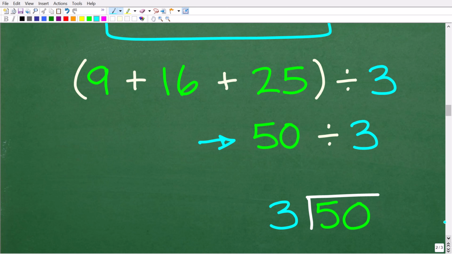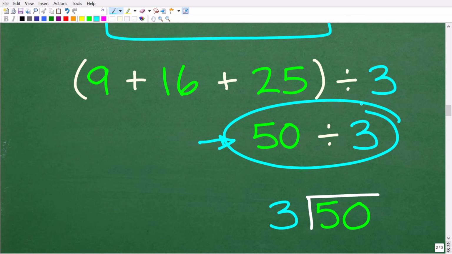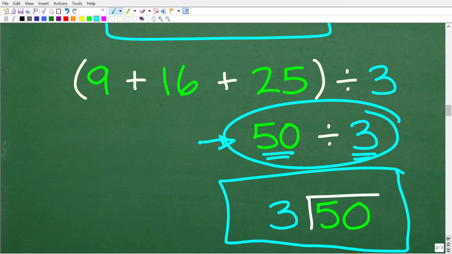But here is the deal. We can't leave our answer like this. We want to calculate an actual value. So we need to take 50 and divide it by 3. So we need to do some old school long division. So again, put your calculator away and see how much basic math you remember.